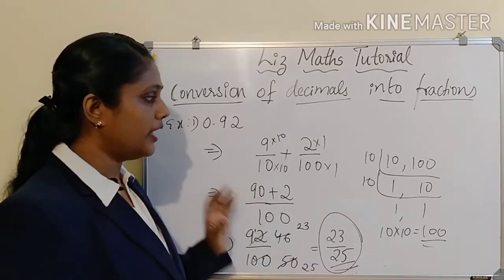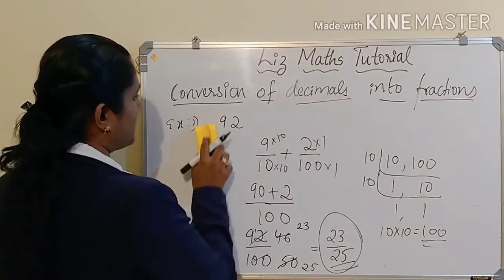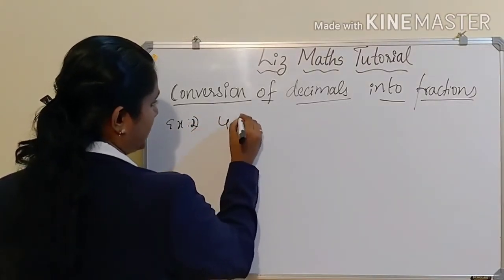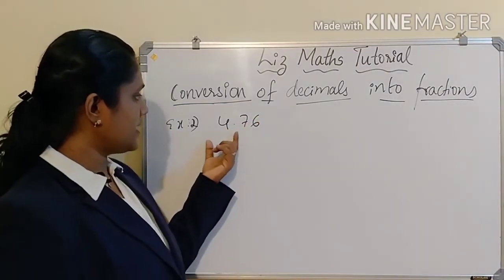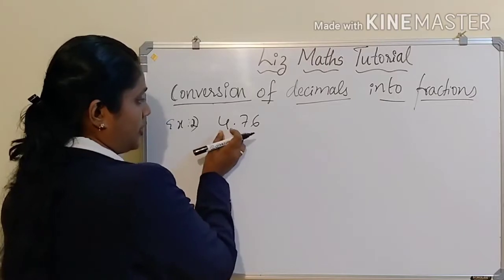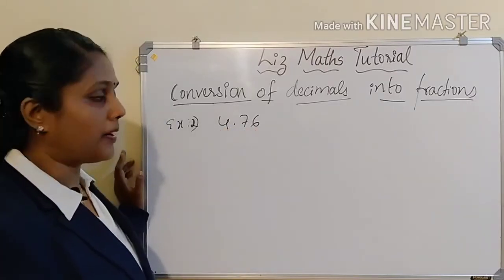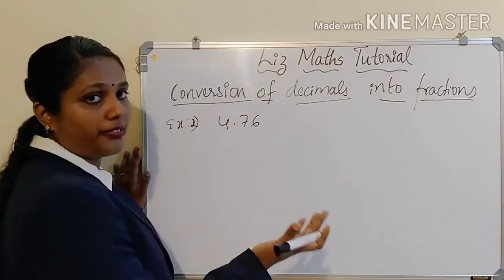So hope you understood. Let me take one more example to make you clear with this concept. A second example, 4.76. Here you can see there is an integral part also, and here you can find a decimal part. So how to convert this decimal into a fraction?